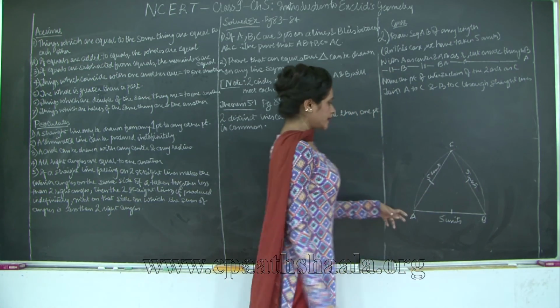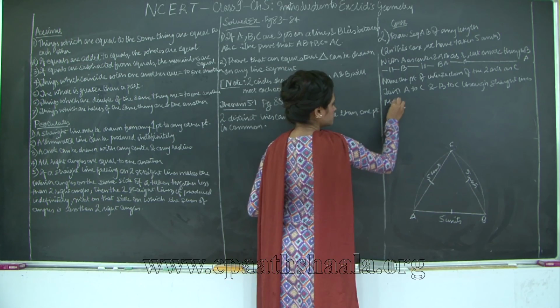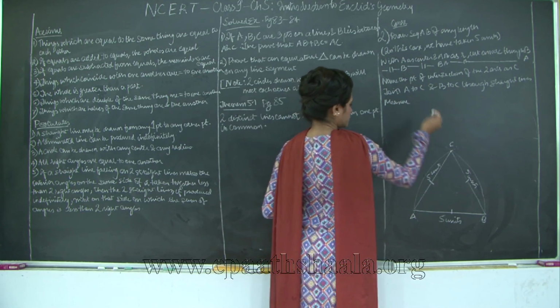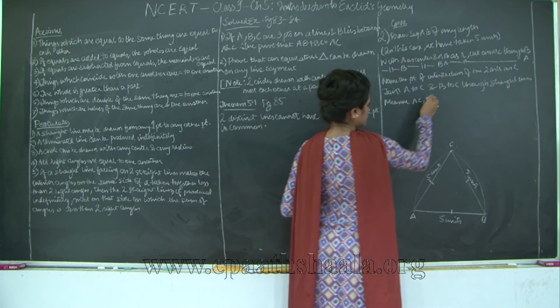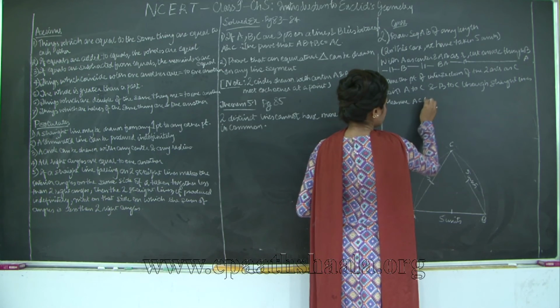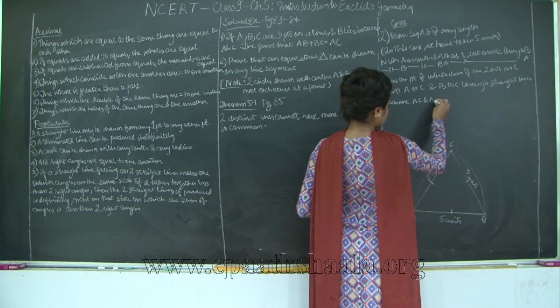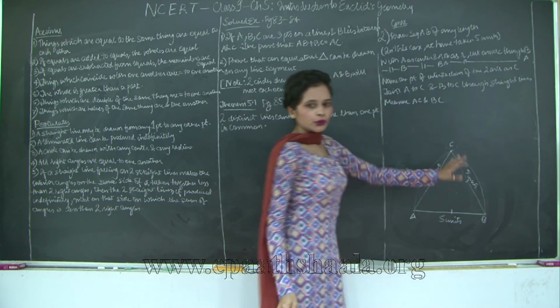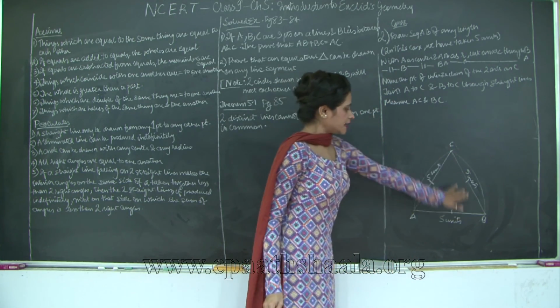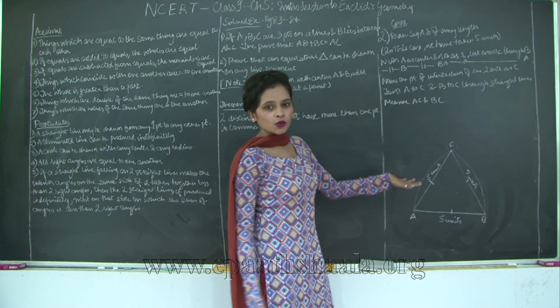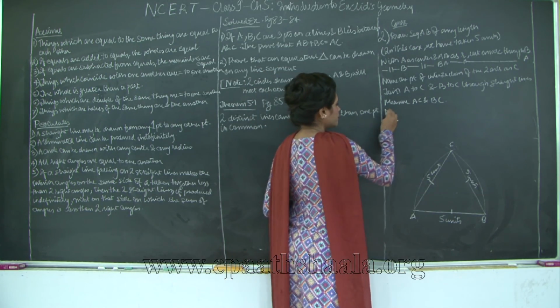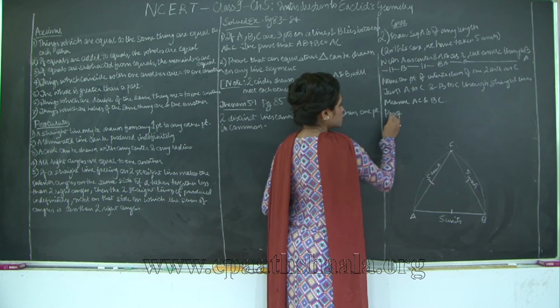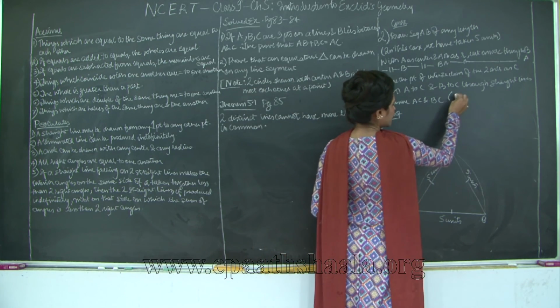So once you have joined this, you will measure AC and BC. So what do you notice? That the length of AC and BC is the same, 5 units. Now this is what we have to prove. So you measure AC and BC and write your observation.